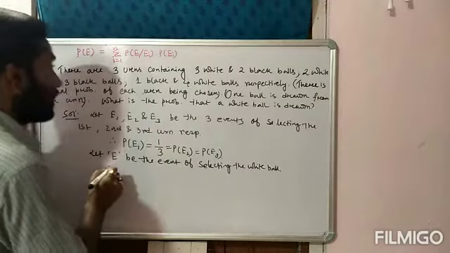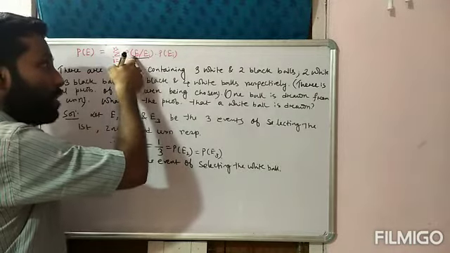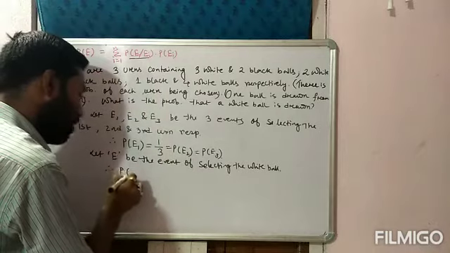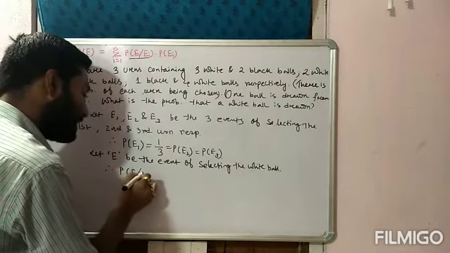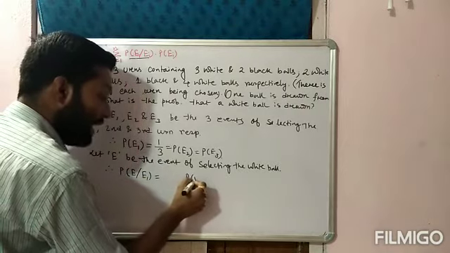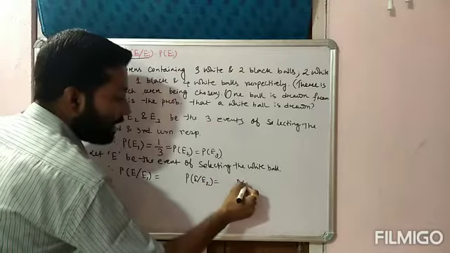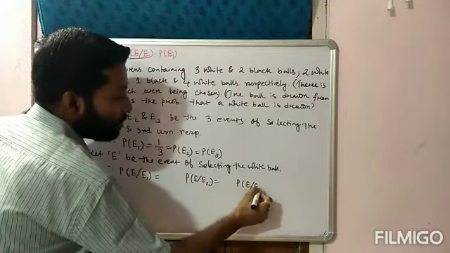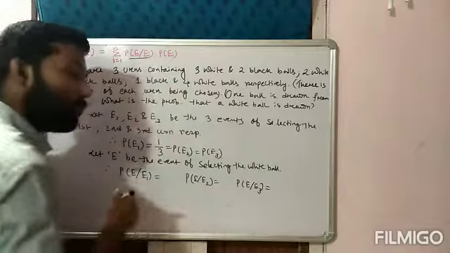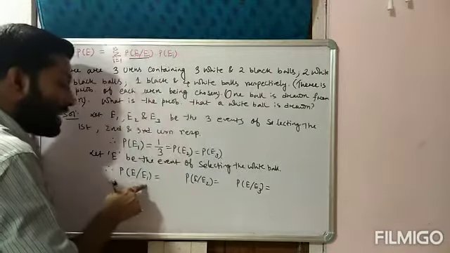So according to our formula, once again you check the formula. What do you have to find out now? P of E slash Ei, which means P of E slash E1. First of all, you have to find P of E slash E1, then P of E slash E2, then P of E slash E3. Yes or not? Since there are 3 events, you have to find up to P of E slash E3.